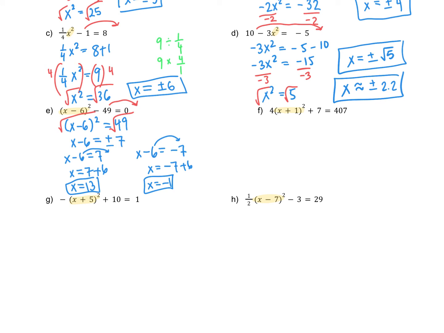Let's try it again. I'm going to bring the 7 over because that's the constant. When I bring it over, it becomes negative.